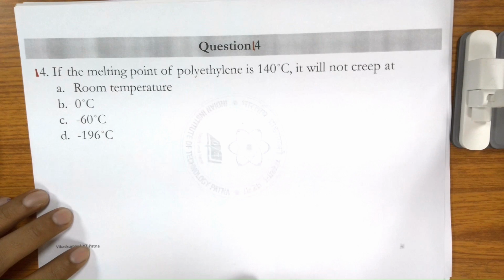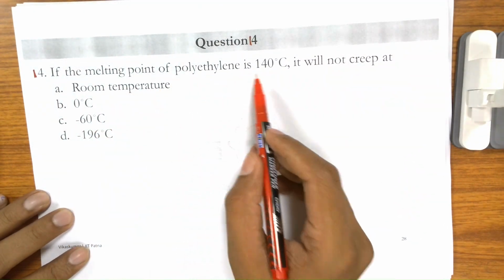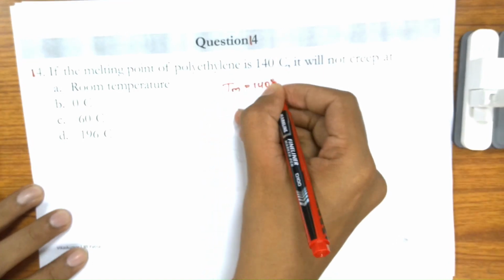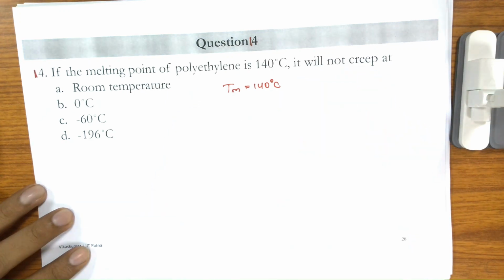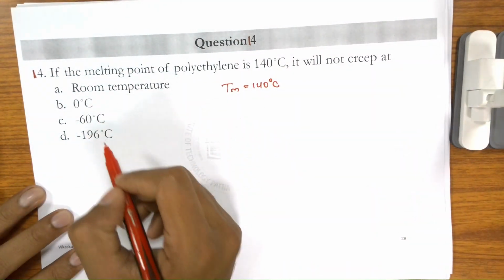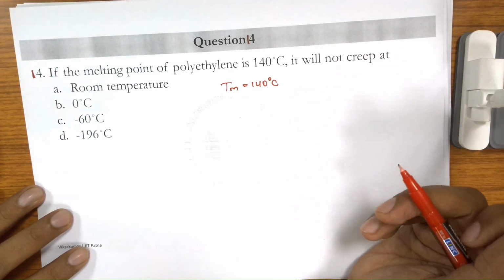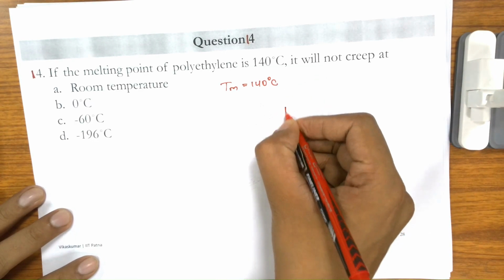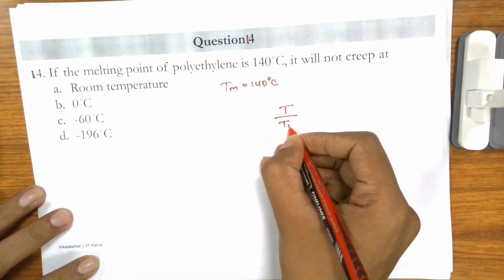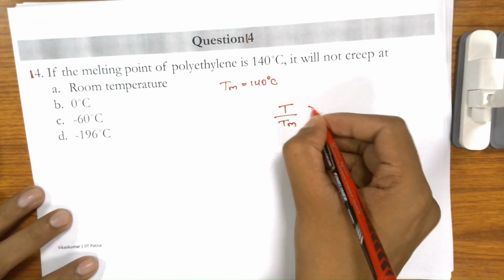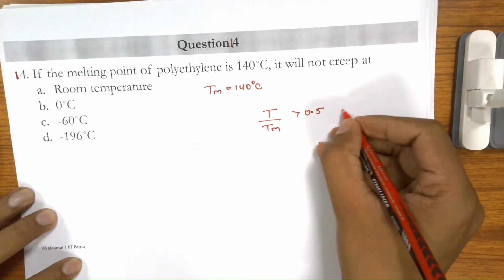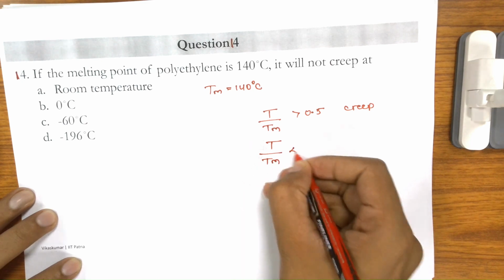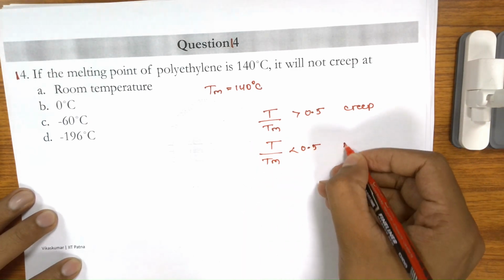Here it is asking: if the melting point of polyethylene is 140 degrees Celsius, at what temperature will it not creep? This is a list of temperatures. We know that when something creeps, if the test temperature divided by the melting temperature of that material is greater than 0.5, then it is going to creep. The opposite: if it is less than 0.5, it's not going to creep, no creep.